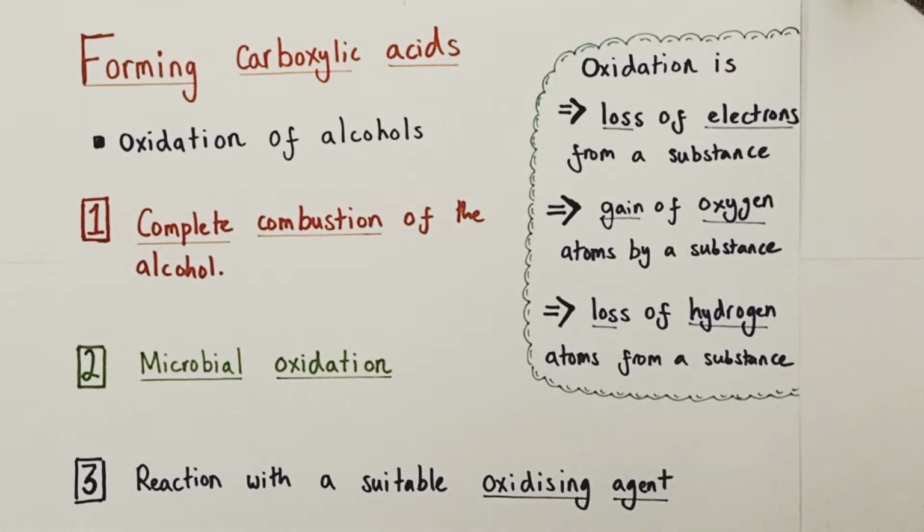So coming back to the forming carboxylic acids idea, I've got three areas of investigation. The first actually won't make a carboxylic acid. It's more of an investigation of a quite aggressive way of oxidizing an alcohol through complete combustion of that alcohol. So a bit of an aside. Parts 2 and 3 will generate carboxylic acids through these chemical processes, one involving microbial life and the other using a suitable chemical oxidizing agent.